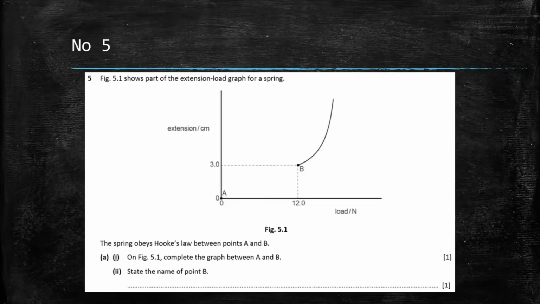Question number 5. Figure 5.1 shows part of the extension load graph for a spring. The spring obeys Hooke's law between points A and B. 5AI. On figure 5.1, complete the graph between A and B. When the spring obeys Hooke's law, then the graph will be a straight line. So, just draw a straight line between A and B, like this one.